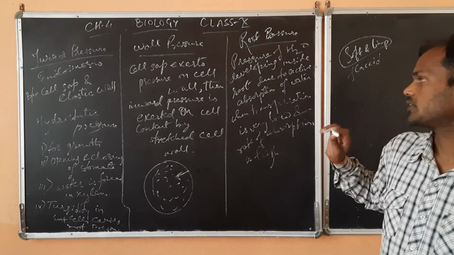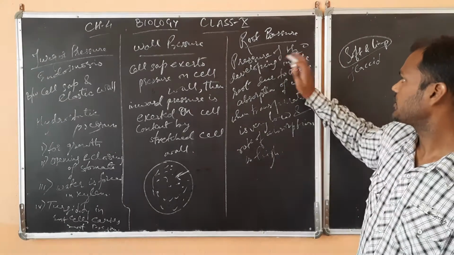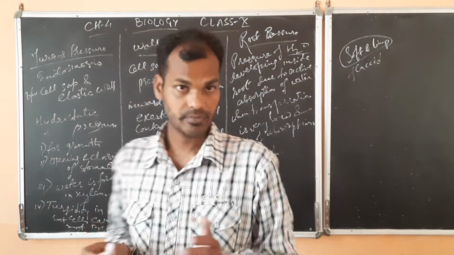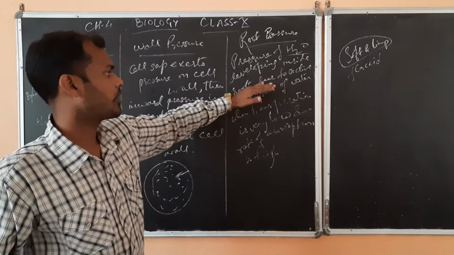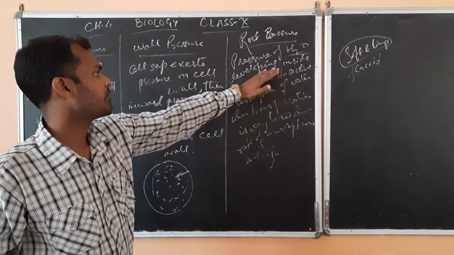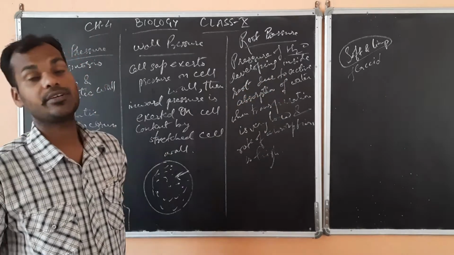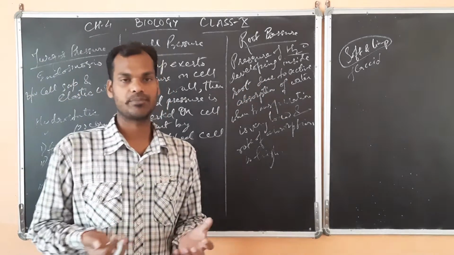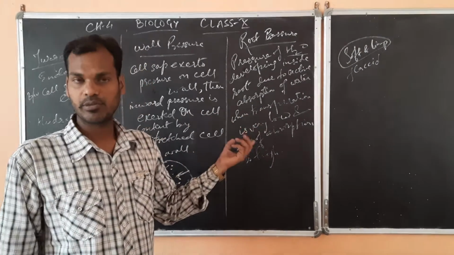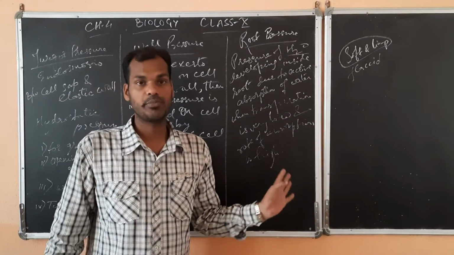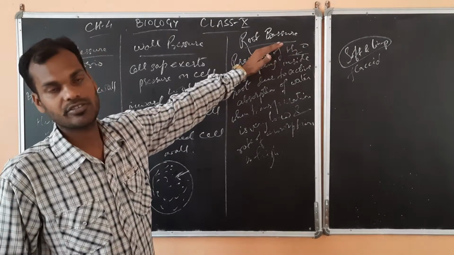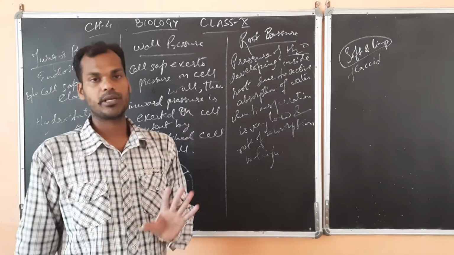Next is root pressure. What is root pressure? Root pressure is the pressure of water developing inside the plant, mostly in the roots. It develops inside the root due to active absorption of water. When water is being absorbed actively, by the use of energy, when transpiration is low and the rate of absorption is high, a positive pressure will be applied because transpiration is not there, so water will not be able to evaporate.